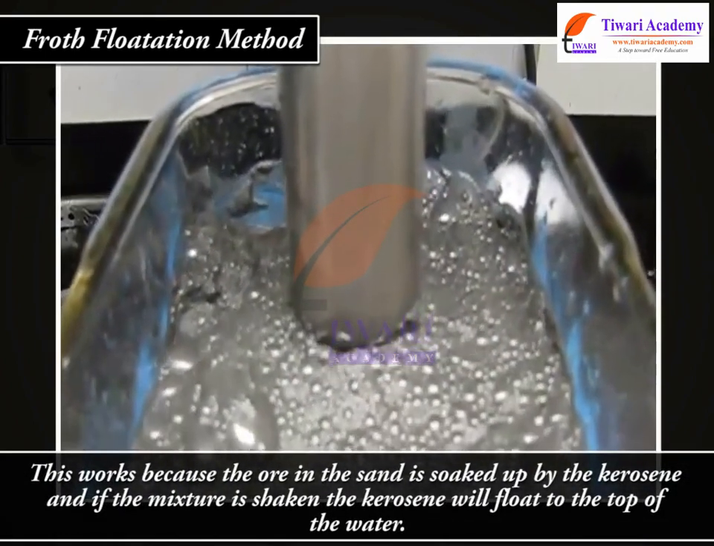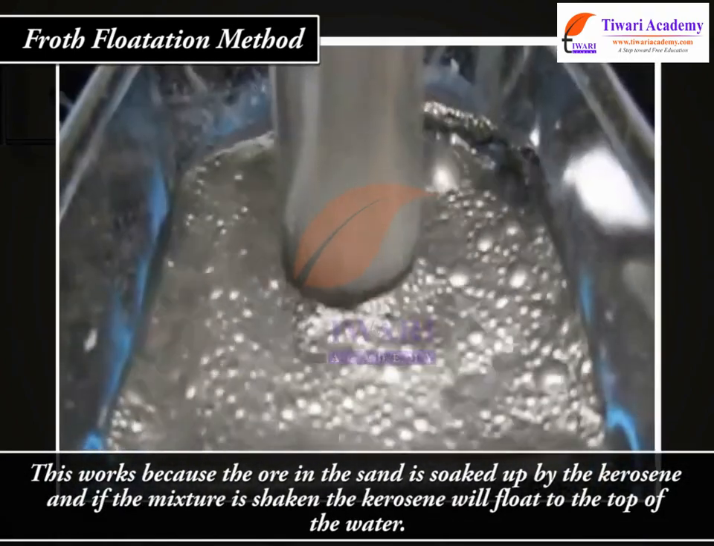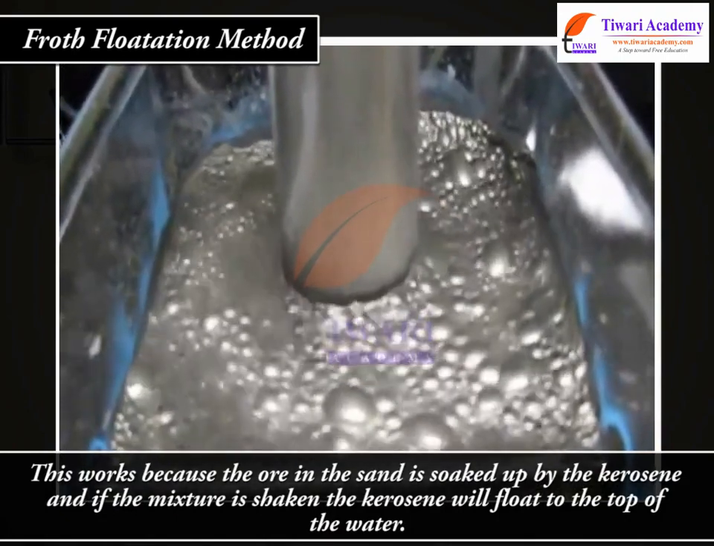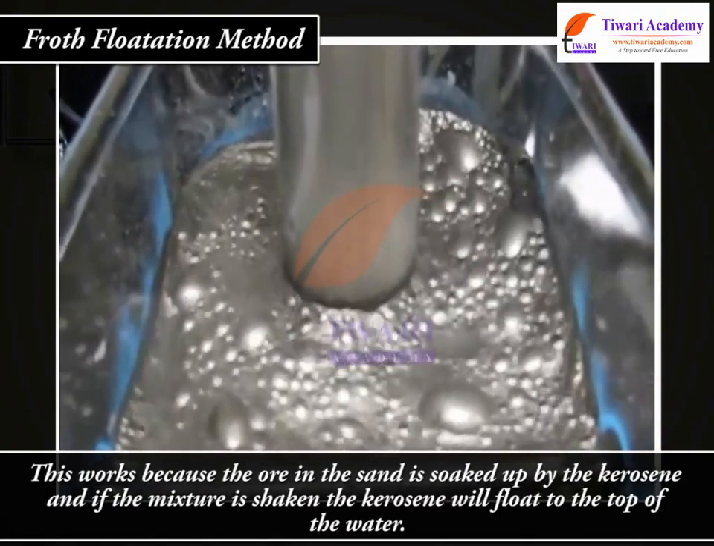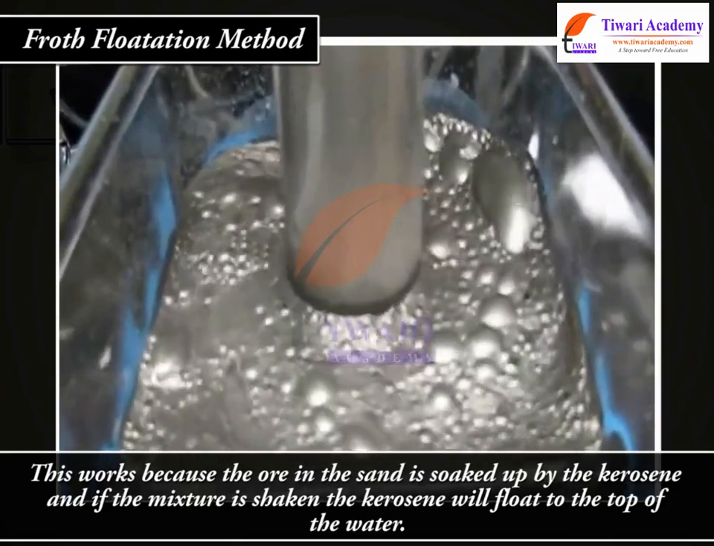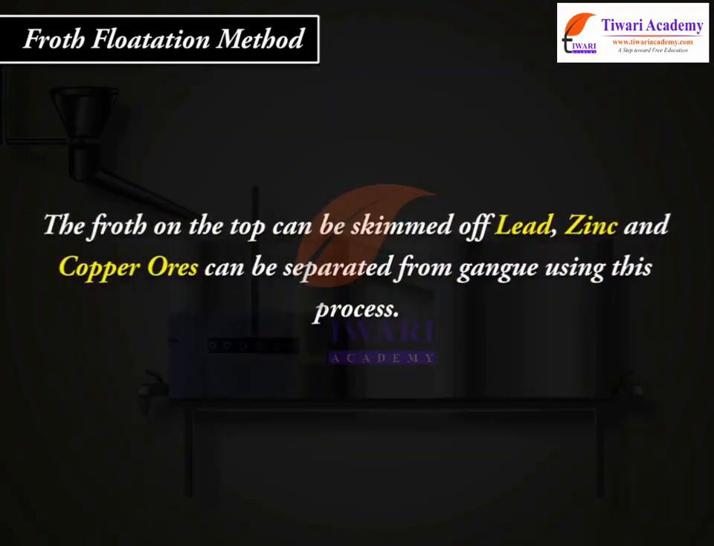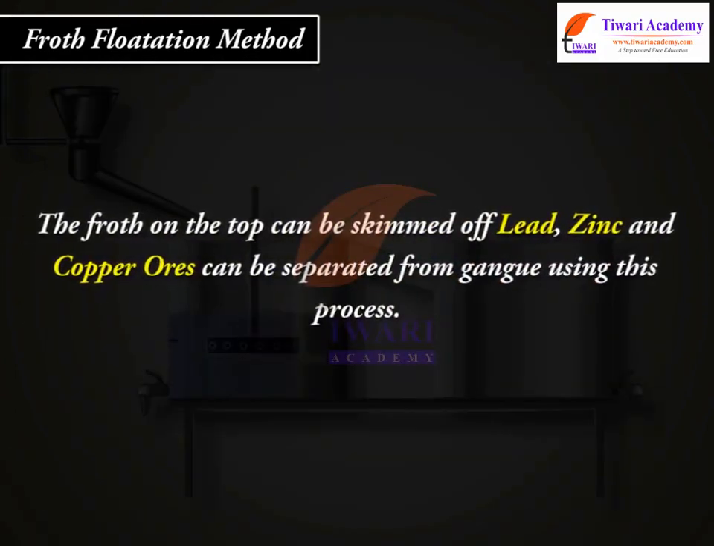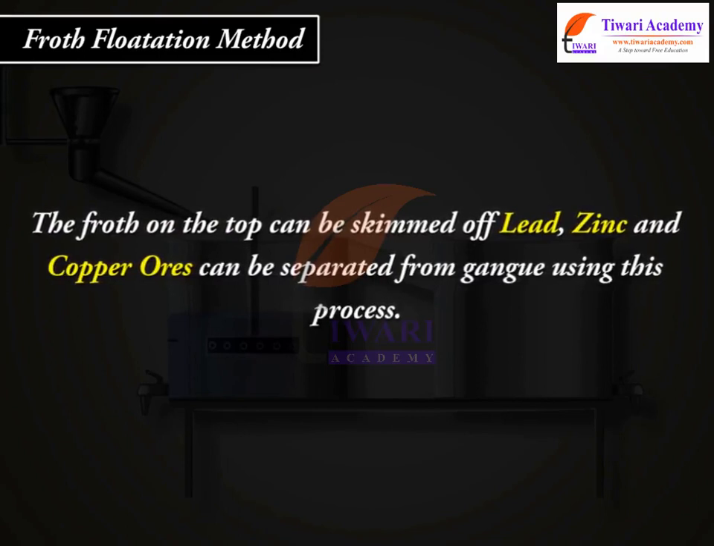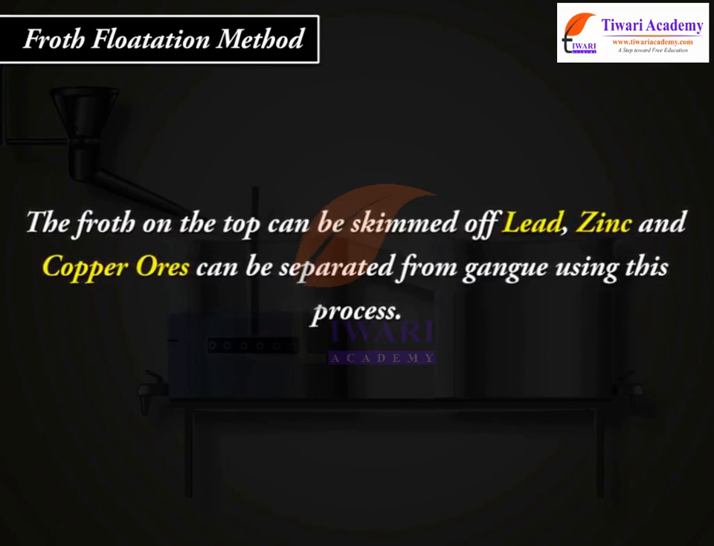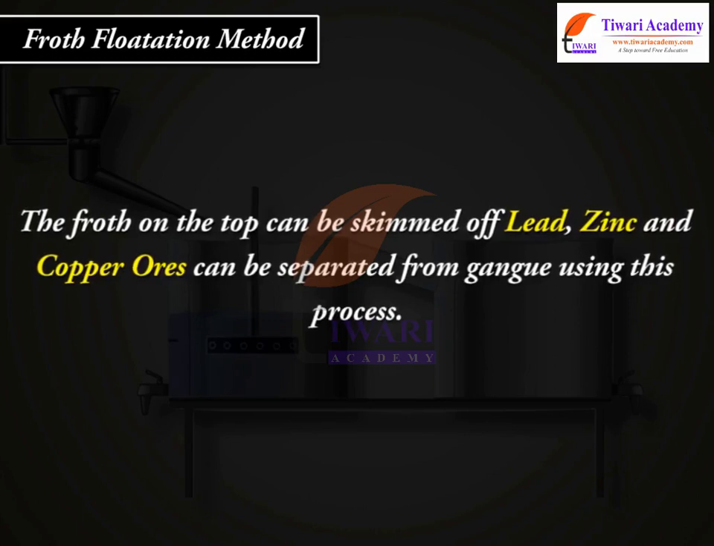This works because the ore in the sand is soaked up by the kerosene, and if the mixture is shaken, the kerosene will float to the top of the water. The froth on the top can be skimmed off. Lead, zinc, and copper ores can be separated from gangue using this process.